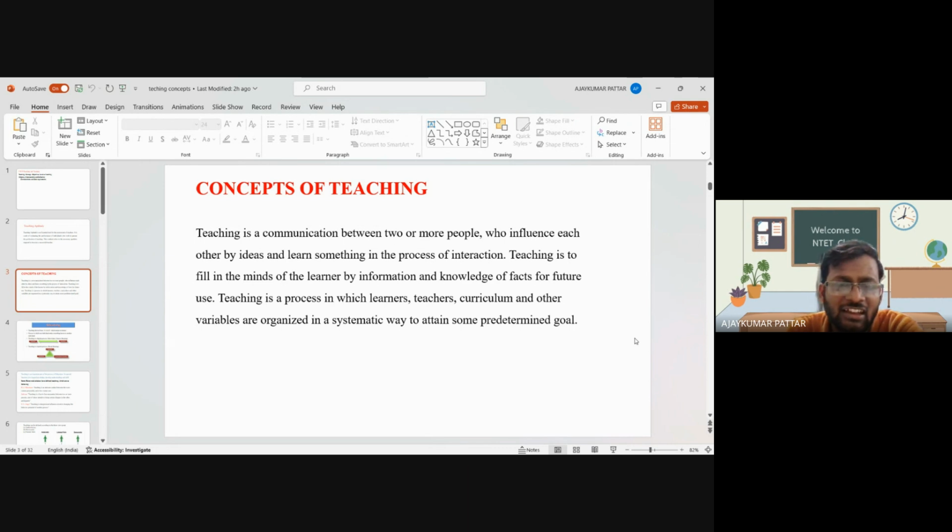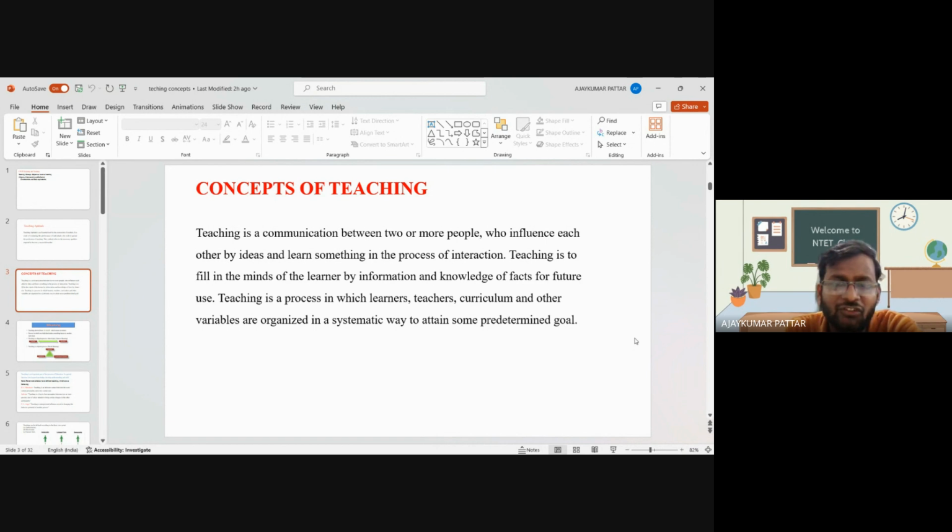To summarize this, teaching is a communication between two or more people who influence each other by ideas and learn something. The outcome is that they learn something in the process of interaction. Teaching is filling the minds of learners with information, knowledge of facts. Facts mean which are actually true. We are filling the minds of learners with information and knowledge for their future use.